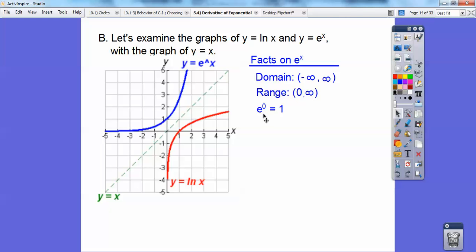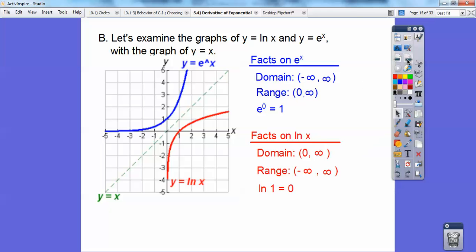And then don't forget, anything to the 0 power equals 1. So here's e to the 0 power right here, where x equals 0. So this is y equals e to the x, and it's equal to 1 right there. All right, and then the facts on this one: the domain is left and right, so it starts at 0 and goes to the right forever. So your domain is 0 to infinity. Your range is negative infinity to positive infinity. And then the natural log of 1 equals 0. Here it is right here. When x equals 1, the natural log of 1 equals 0.